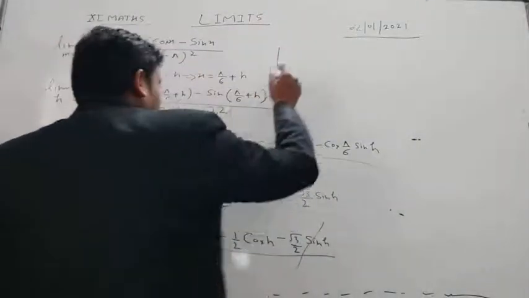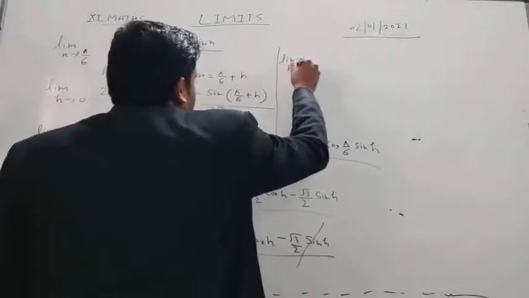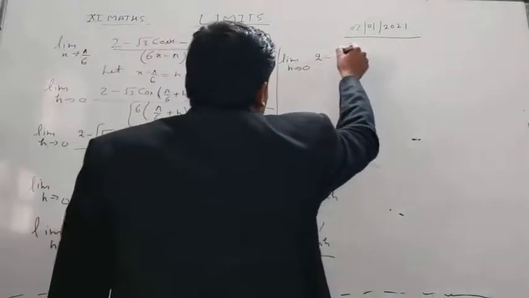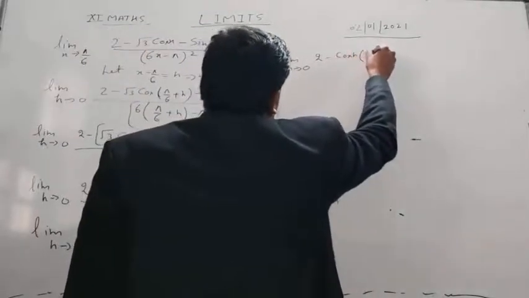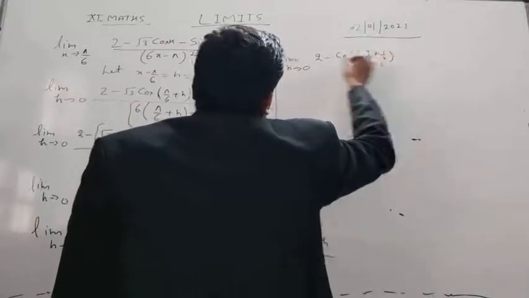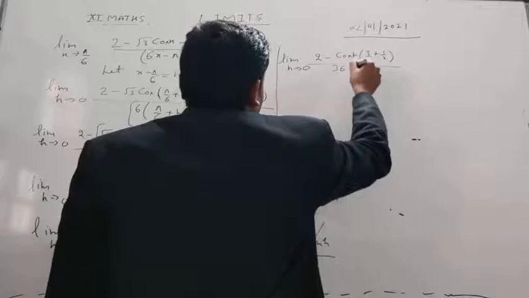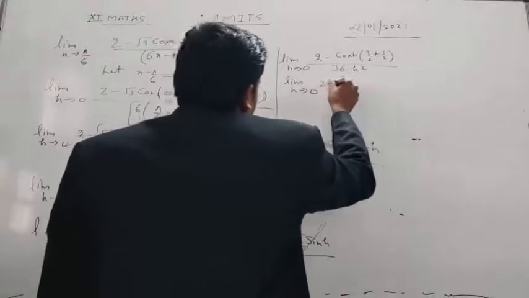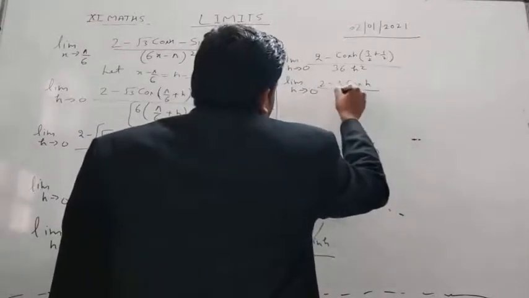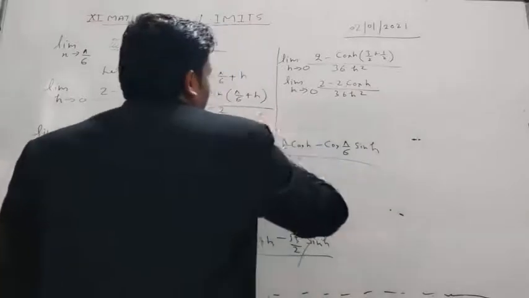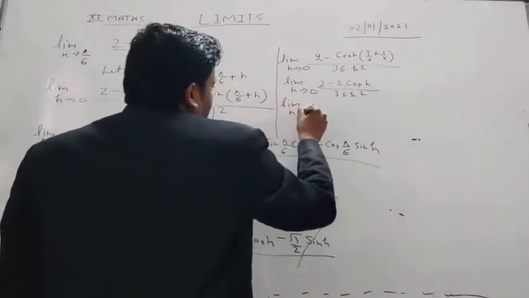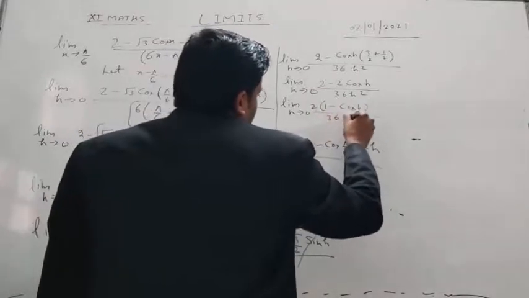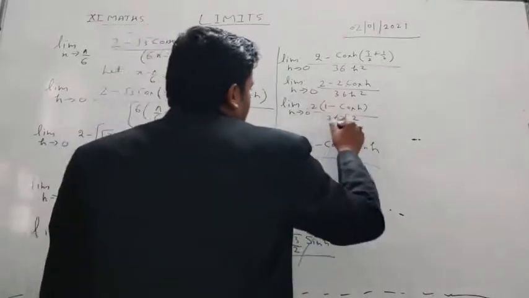Now, students, our remaining term is limit h tends to 0 of 2 minus cos h times (3 by 2 plus 1 by 2) by 36h square. So we write limit h tends to 0 of 2 minus 2 cos h by 36h square. Okay, students. Now limit h tends to 0 of 1 minus cos h by 36h square, and this part will be cancelled.